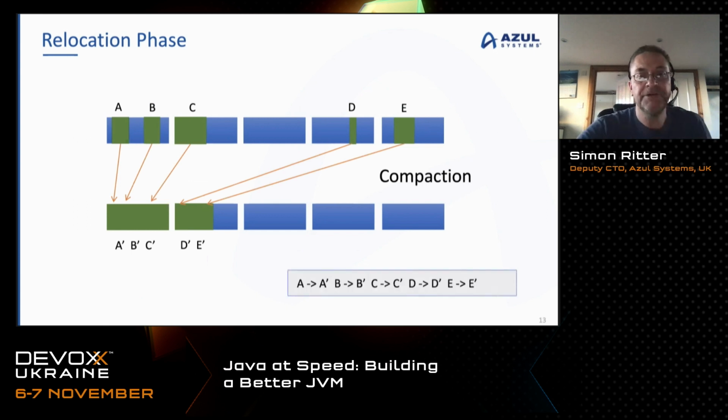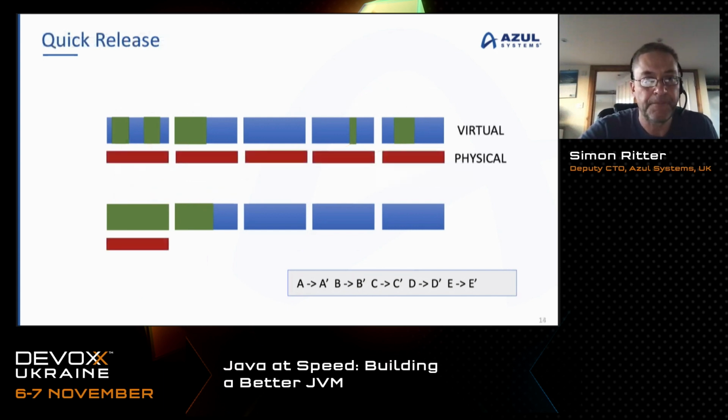We then also need to record the information about where these objects have been moved to. And we create a side table for that so that we know that A has been moved to A prime, B has been moved to B prime, and so on. That's the compaction and relocation phase.